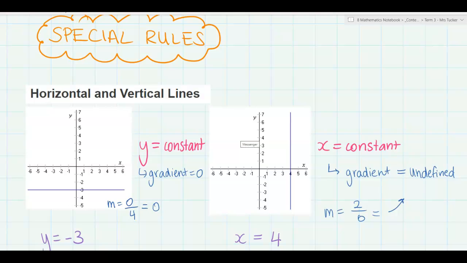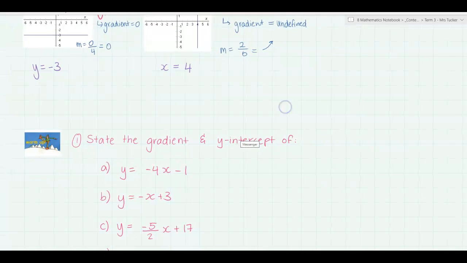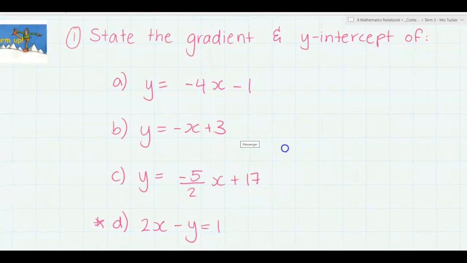So, great question. We just heard from Christian. You only have two options for the gradient. It's either 0 or it's undefined. That's it. By doing rise over run, or you could do y2 minus y1. Okay, so I would like to see how we go.